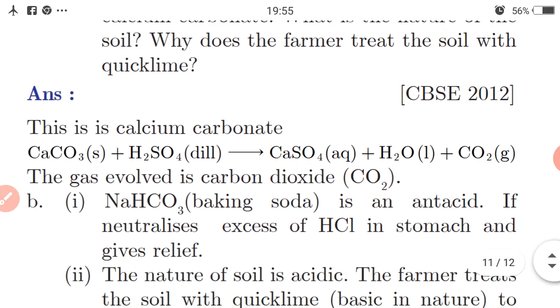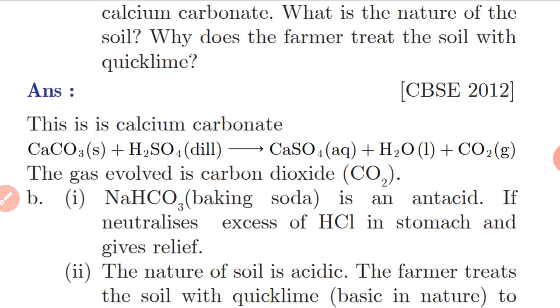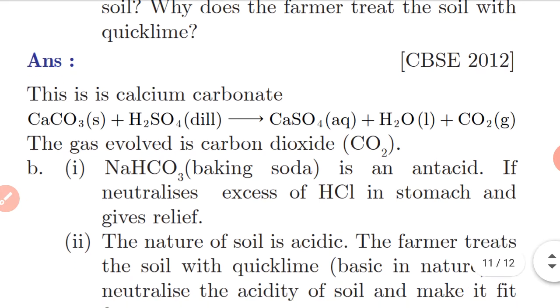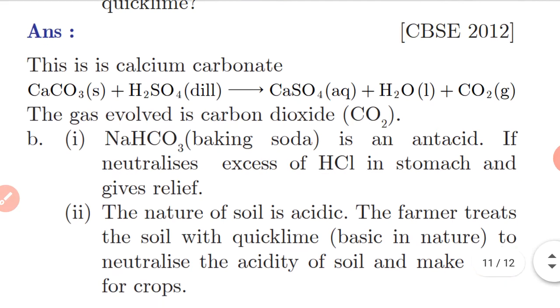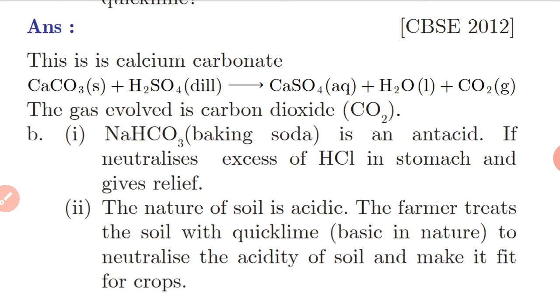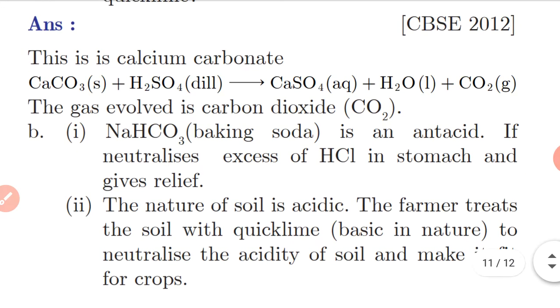Next question: baking soda is an antacid. As we all know, it is used as an antacid because it neutralizes excess HCl in the stomach and gives relief. If anyone has the problem of acidity, then he can take baking soda so that it neutralizes the effect of acid. Next, the nature of soil is acidic. The farmer treats the soil with quicklime to neutralize the acidity of the soil to make it fit for crops. So here is the answer, a very simple answer.